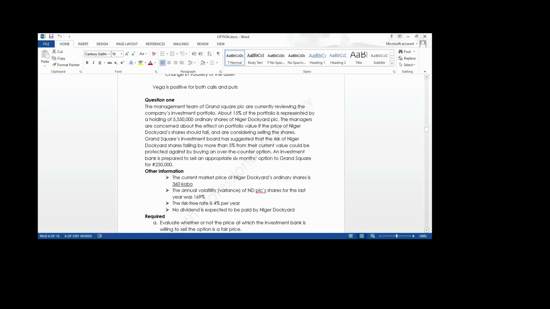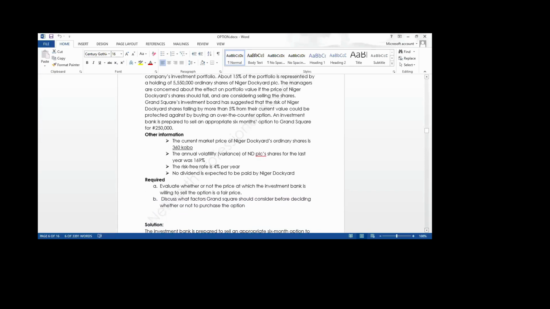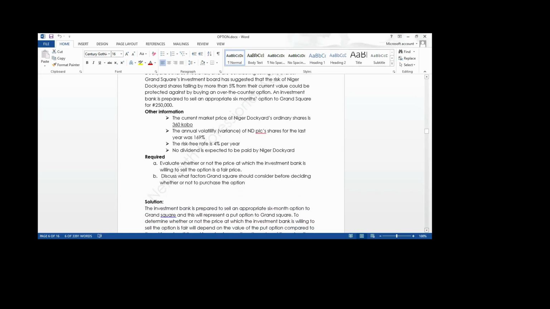Requirement A. The examiner says evaluate whether or not the price at which the investment bank is willing to sell the option is a fair price. Now ask yourself, what are we trying to evaluate? The merchant bank has said we should pay a premium of $250,000. The question says evaluate if that premium is a fair price. How can I determine the fair price of an option? I can make use of the Black-Scholes model.